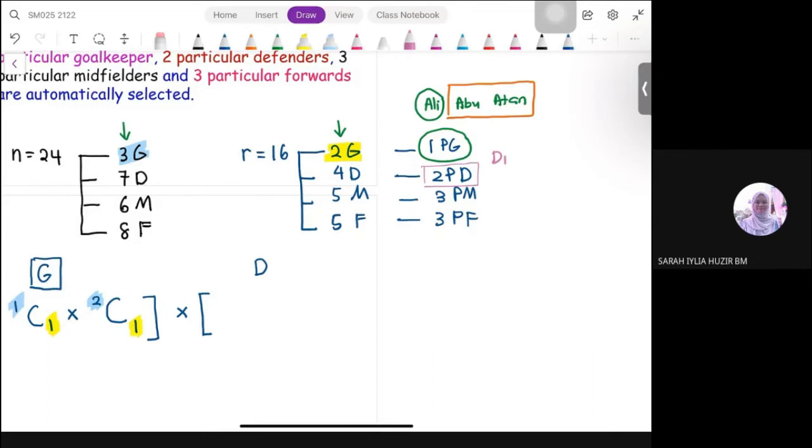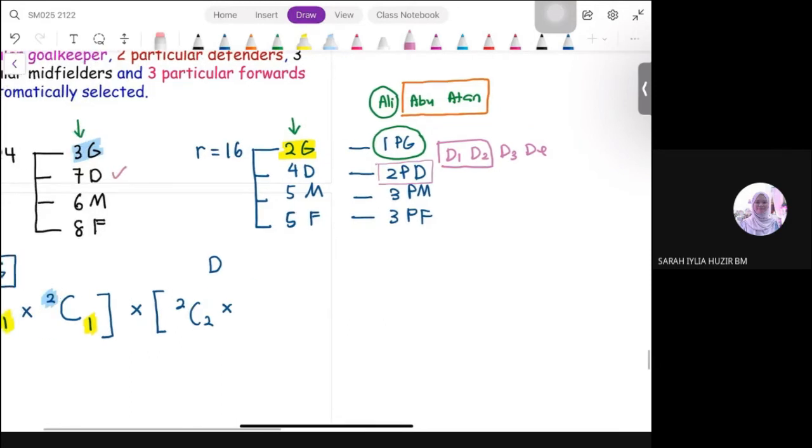Kita ada D1, D2, D3, D4. Contoh macam tu. Defender number 1 dengan number 2 ni dah confirm. Saya mesti nak pilih dia dah. Ni memang top defender ni. Kita terus pilih defender ni. So 2C2. Okay. Times with now, ada berapa lagi defender yang okay. Salah. Saya buat sampai D4 je. Kita ada 7. Okay. Saya tambah lagi. Kita ada D5, D6, D7.